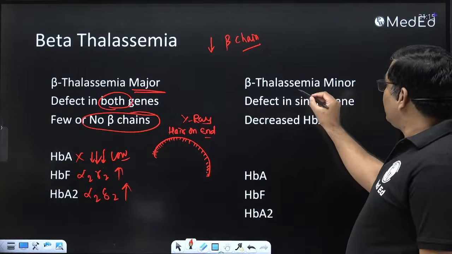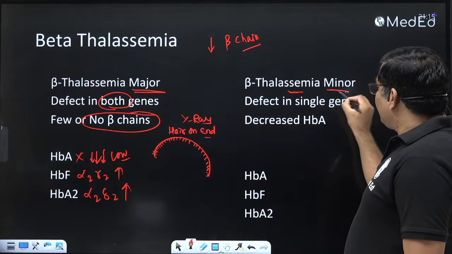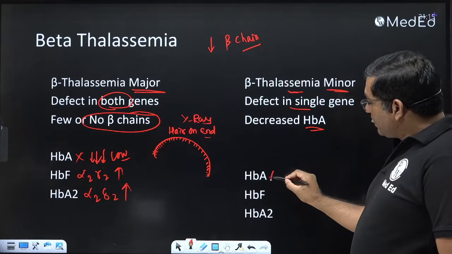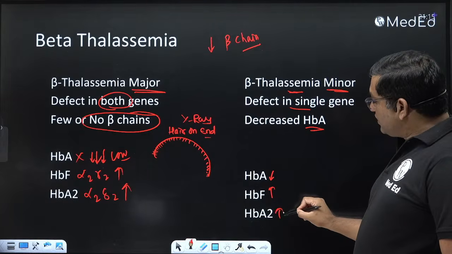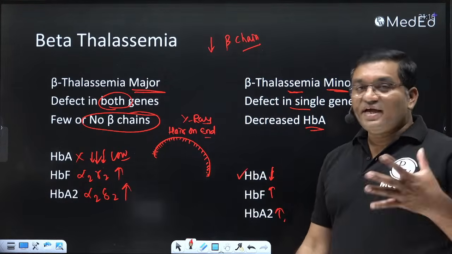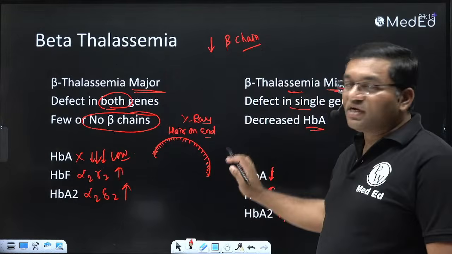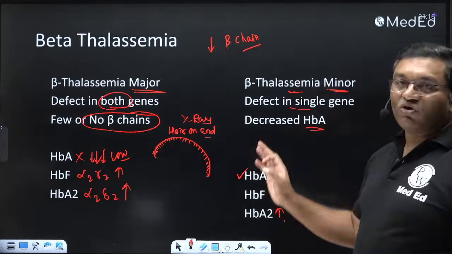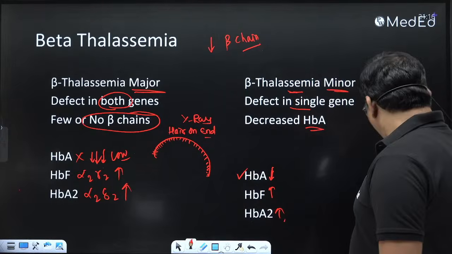This is beta thalassemia minor. As the name indicates, a single gene is defective. There is decreased hemoglobin A, increased hemoglobin F, increased hemoglobin A2. So hemoglobin A activity is there. That's why symptoms are less as compared to beta thalassemia major. So this is all about thalassemia.